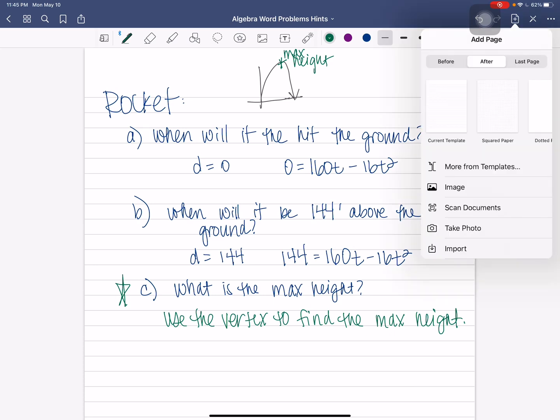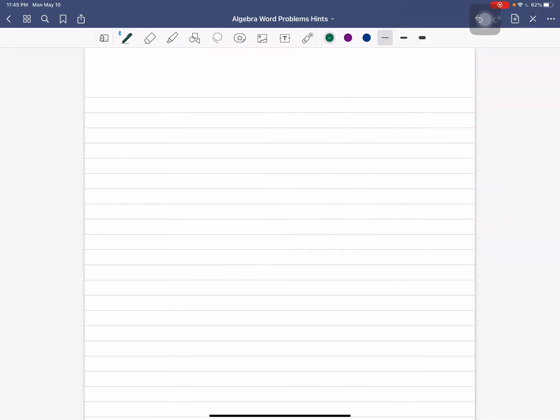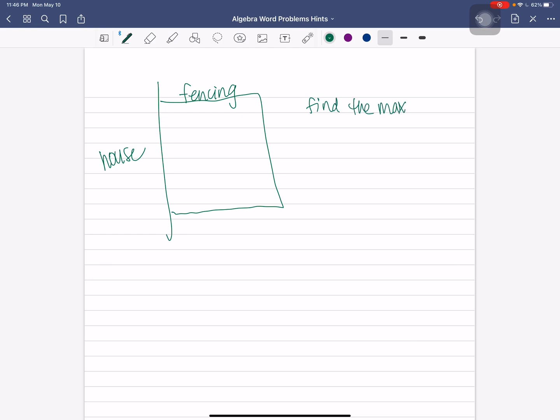All right, the last hint is the one where we're looking at the dog problem to maximize the fencing. That's similar to the one that we did where you have to set up the equation. Okay, so here's your house and here's the fencing. You need to write an equation to find the maximum dimensions. So again, that's using your vertex formula.